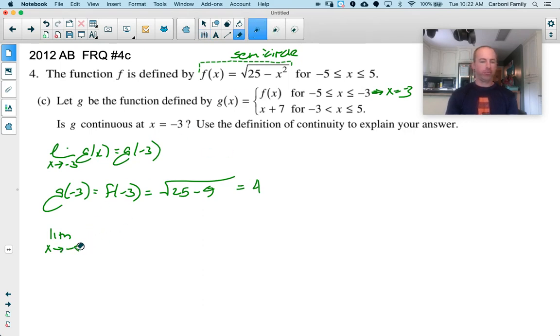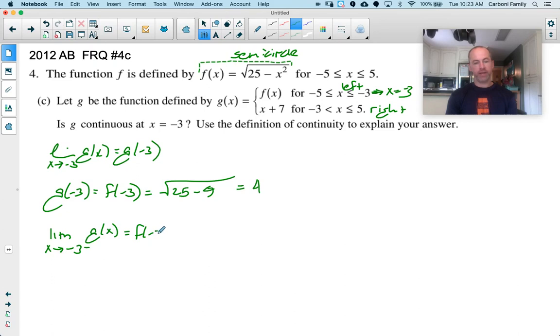And if you look at this function, you can hopefully already tell that the left and the right sides of g are represented by different equations. My left is the f equation. My right side of negative 3 is this bottom equation. And so I'm going to have to look at these individually. So let's look at the left side first. Limit as x approaches negative 3 from the left. That will be f of negative 3, which we've already established is 4.